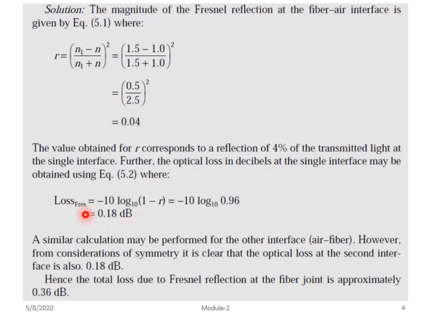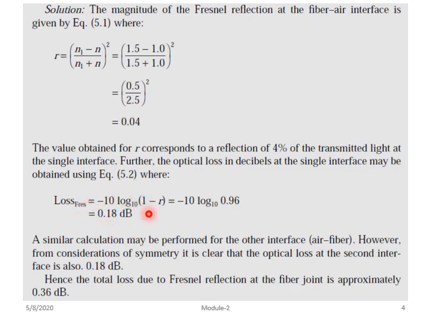So using the Fresnel formula, the optical loss because of the reflection, I just have to calculate with this equation. The loss of Fresnel is equal to minus 10 log base 10 of (1 minus R), calculated here. So 1 minus 0.04 is 0.96. Log base 10, I have to use it for 0.96, times minus 10. So the loss, I get in terms of 0.18 dB.